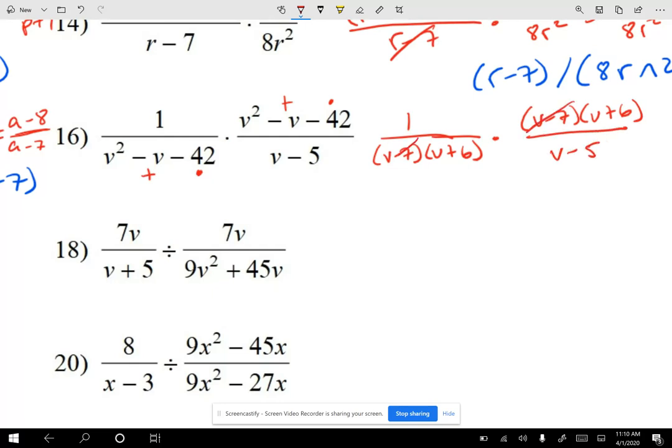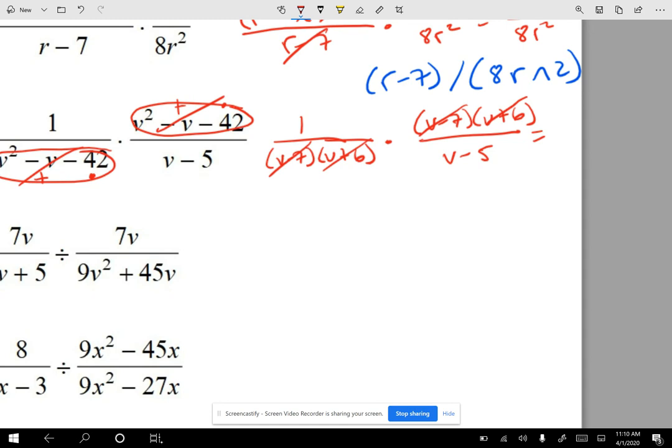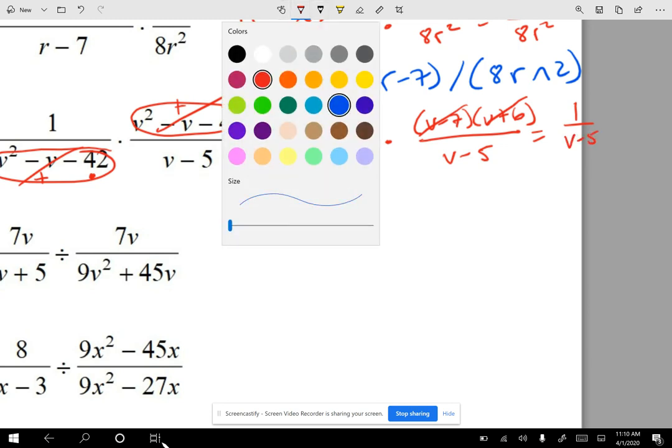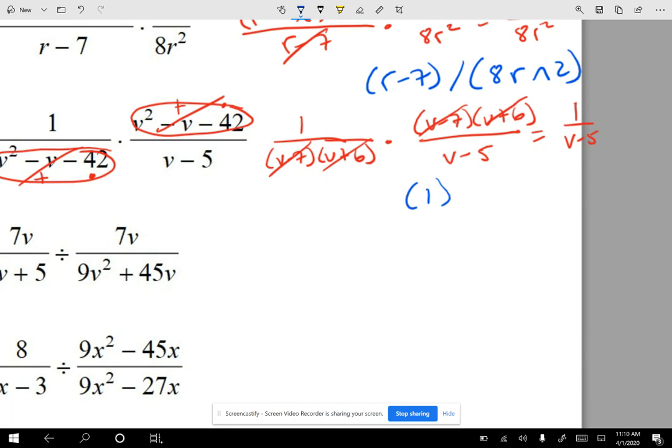Now this v minus 7 with this v minus 7 cancel out. This v plus 6 with this v plus 6 cancel out. Now some of you guys could have said, could I just cancel all that with all that? It's the exact same thing. Sure. So at the end, I have a 1 on the top. I'm writing the 1 because I cannot leave the top empty. Over v minus 5. The way I will type this, 1 over v minus 5.